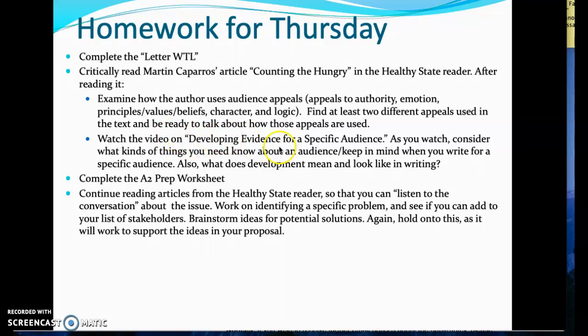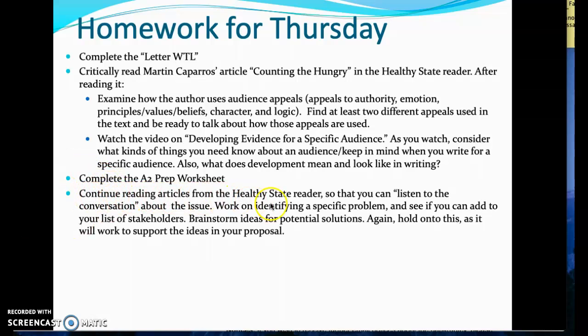Then I want you to watch the video on developing evidence for a specific audience. And as you watch this, consider what kinds of things you need to know about an audience or things that you need to keep in mind when you write for a specific audience. What does development mean, and what does it look like in writing? Then I want you to complete the A2 prep worksheet. This is also on Canvas under week 5 materials. You can download it, fill it in, and submit it as a Word document.